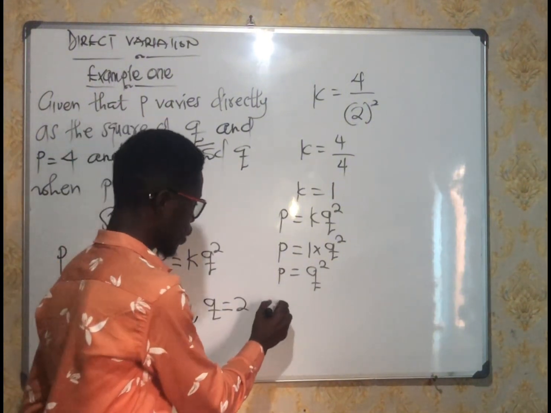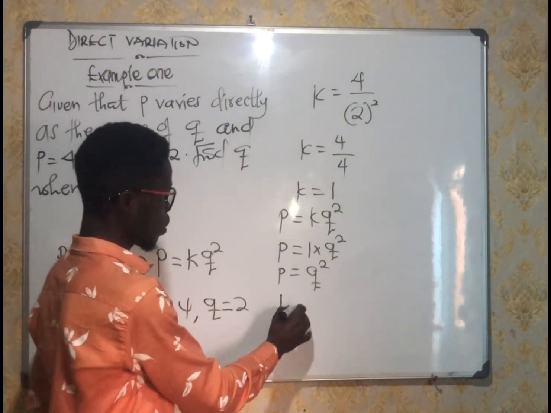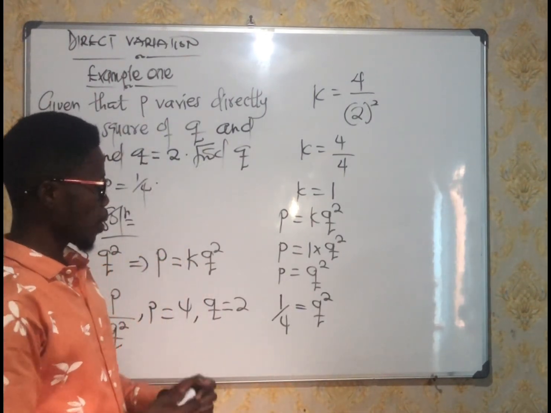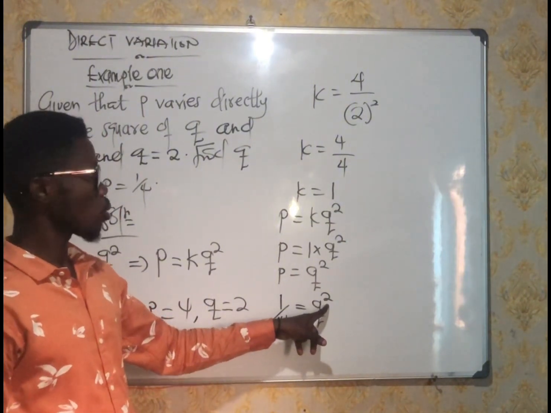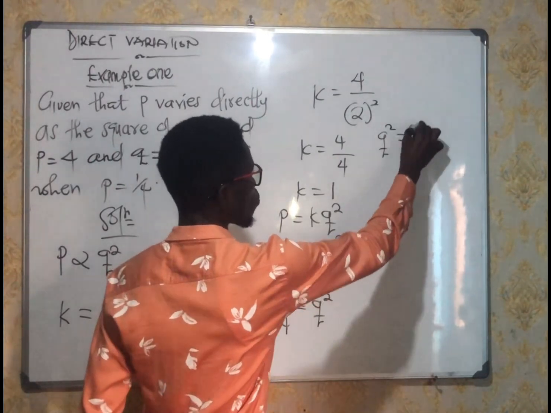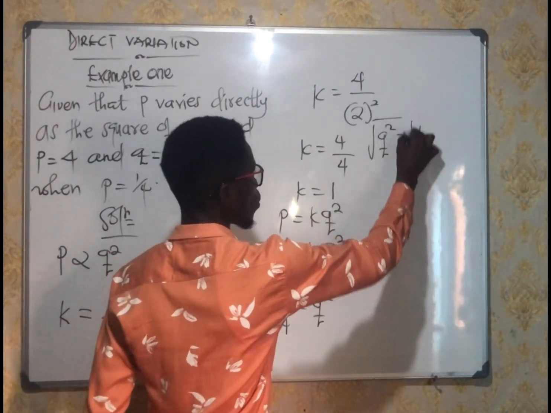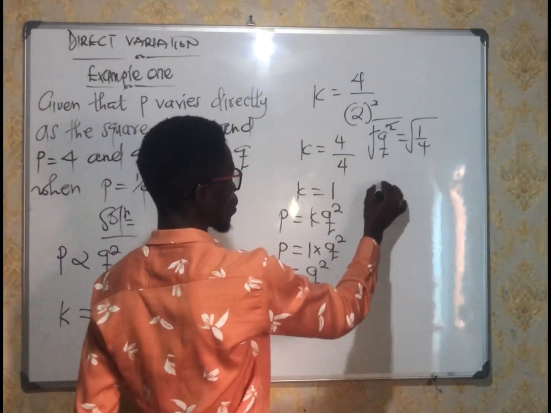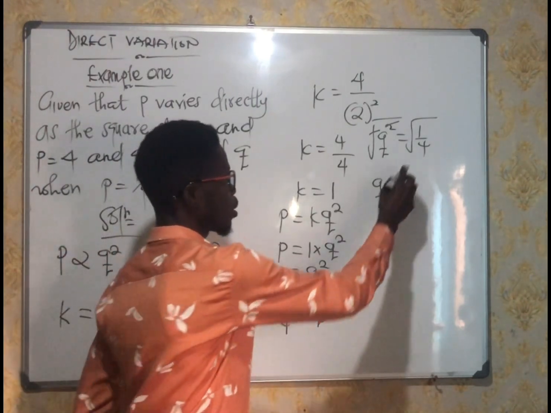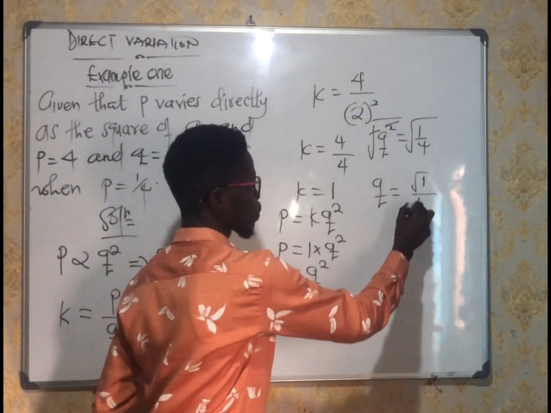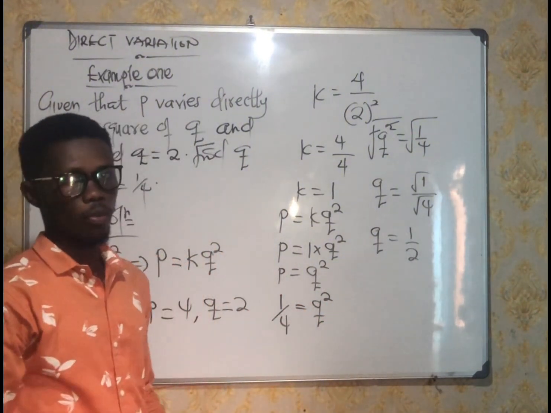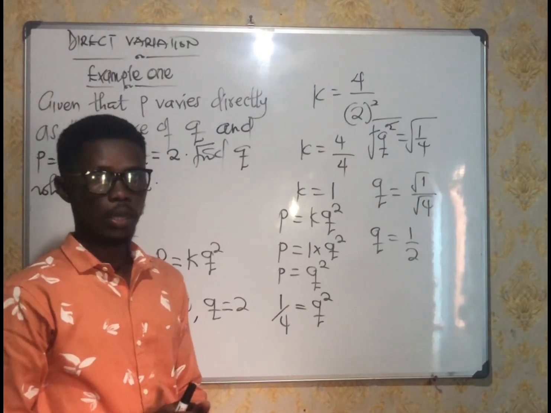So this p here, I'm going to replace it by 1 over 4, which is equal to q squared. But remember, this is squared. So if I want to take off the squared, I have to take square roots. So q squared is equal to 1 over 4. Take square roots on both sides. So this will cancel that. So I have my q to be the square root of 1 over 4, and the square root of 1 can be written as 1. So this will give us 1 over 2. Therefore, our q is 1 over 2.